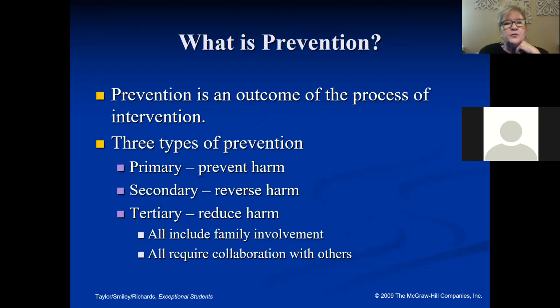So what is prevention? Well, it's an outcome of the process of intervention. And there are three types of prevention that we talk about in this chapter. The first one, our primary one, is to prevent harm. We always want to prevent harm from occurring first and foremost. But if we can't prevent it, if it's already occurring, then we want to reverse it. So that's our secondary approach. We want to reverse harm when we can. And then our third or tertiary type of prevention is to reduce harm. If we can't prevent it and we can't reverse it, then we want to reduce it.